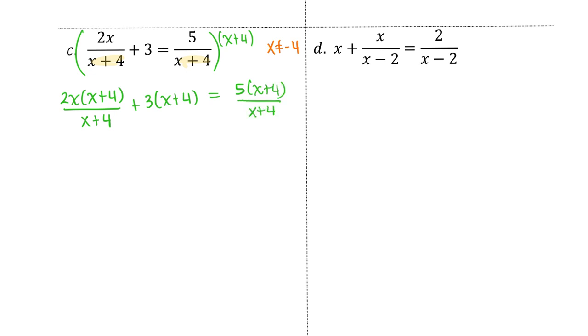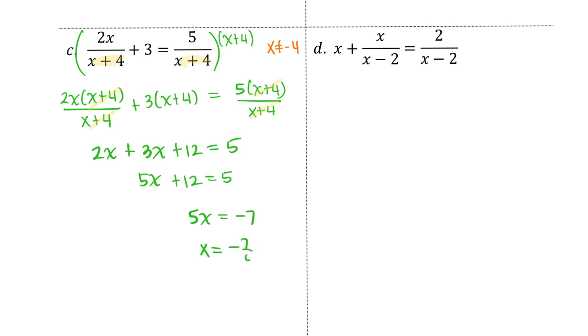Okay, now this cancels and this cancels. If you notice they're canceling, you could skip that step and go to the next one. So 2x plus 3x plus 12 equals 5. So 5x plus 12 equals 5. I'm going to minus the 12. I get negative 7. I'm going to divide by 5. I get negative 7 over 5. I'm going to check my domain. X can't be negative 4, which is fine because I got x is negative 7 over 5.